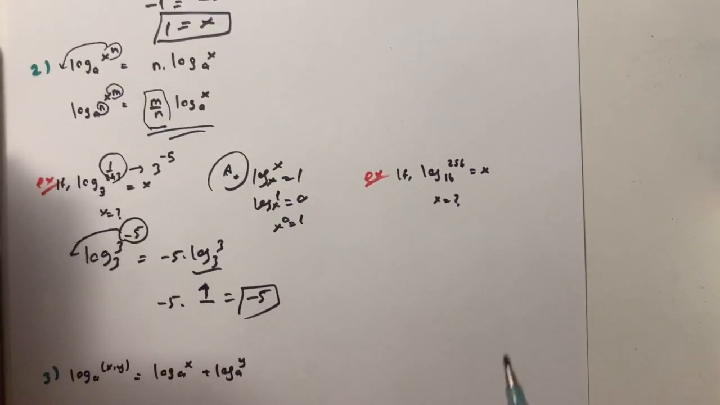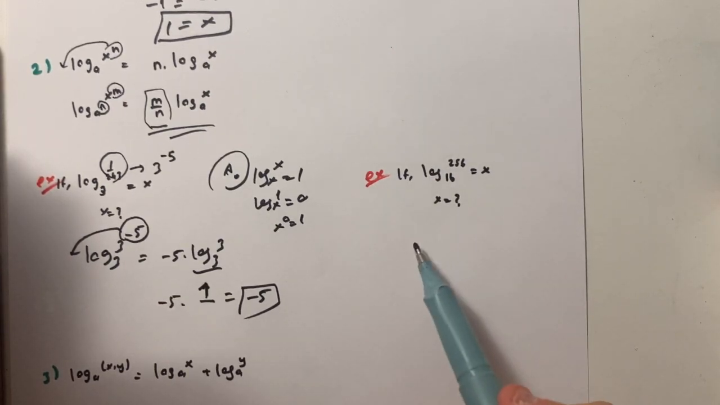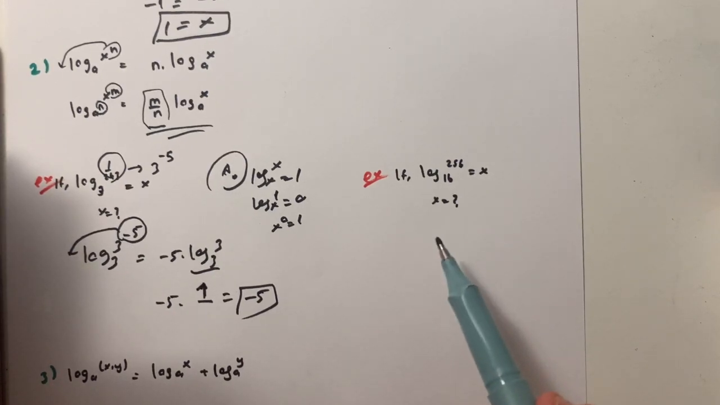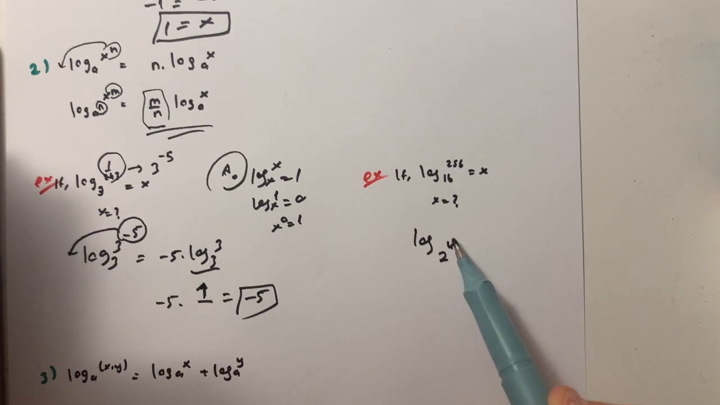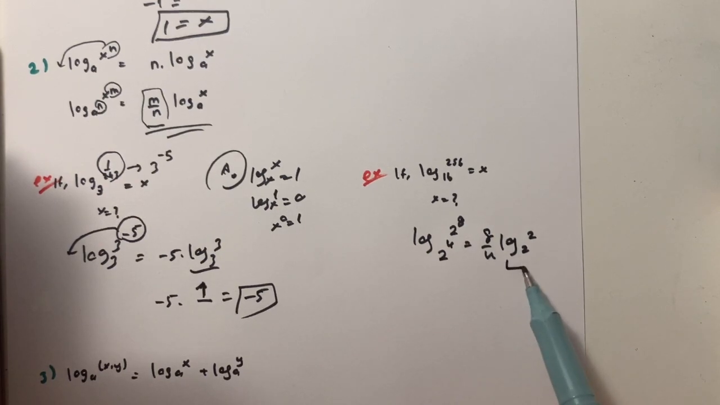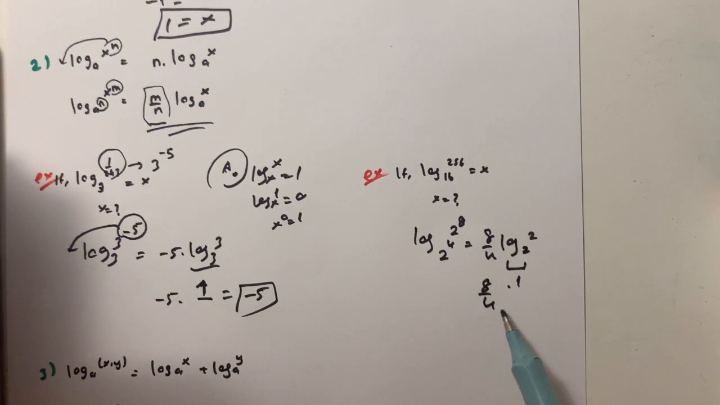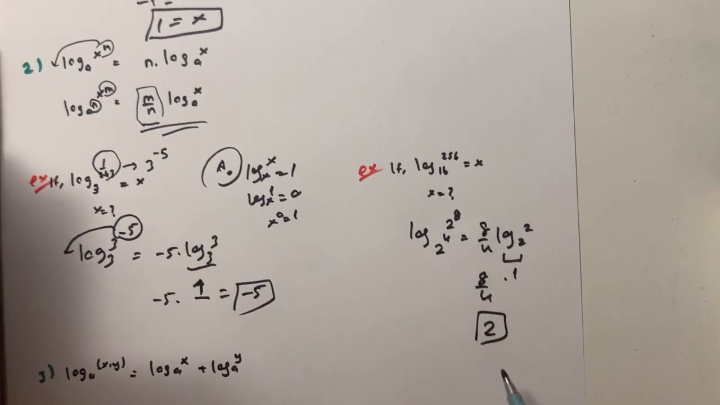Let's check this question. If logarithm base 16 of 256 is x, what is x? We're just going to simplify the logarithm. Let's write them in base 2. So I'm going to take the powers to the front. As you can see, this part is 1 and this part is 8/4, so it's just 2. The answer is 2.